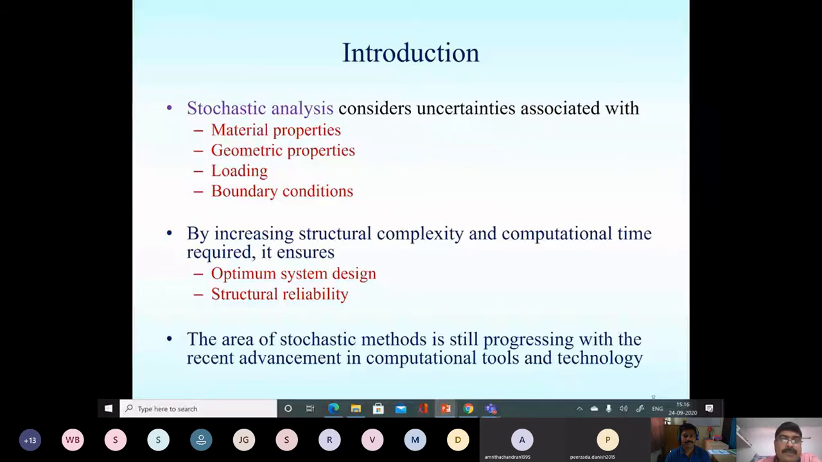Basically, it makes our life complex, but given the recent advancement of computational tools and technology, that helps us reduce this computational time and do structural analysis or probabilistic analysis efficiently. This is still progressing, and it's finding its interest in our engineering applications as well.